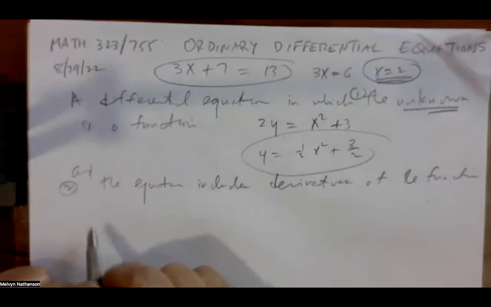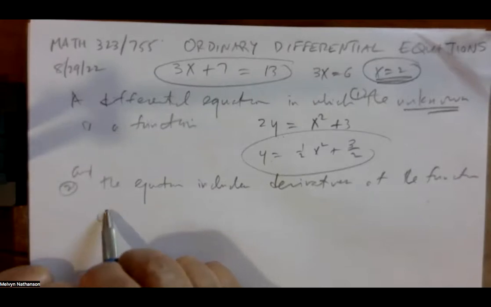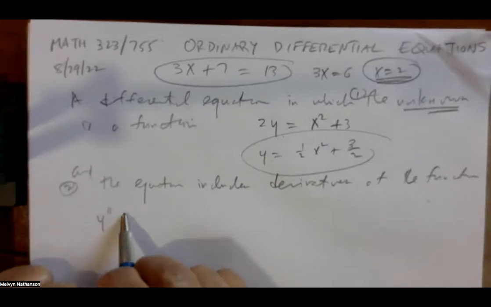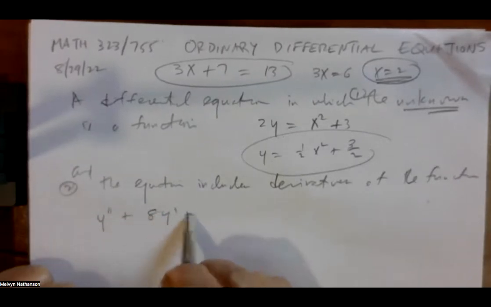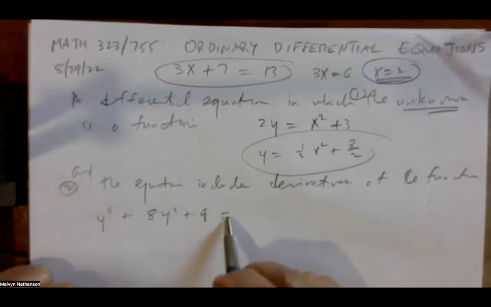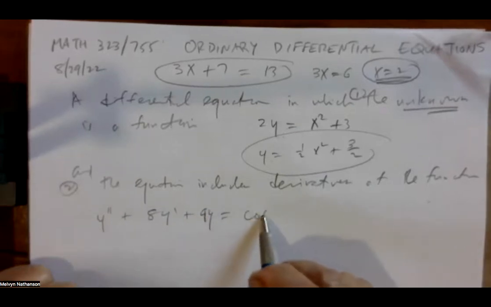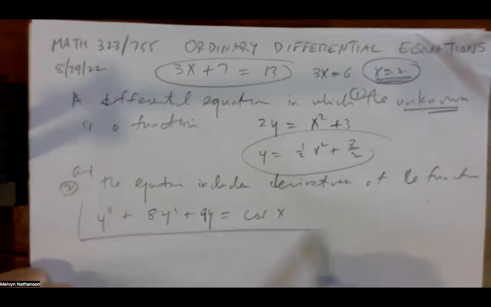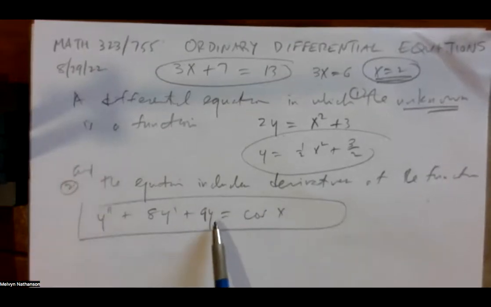So an equation like y double prime, the second derivative, plus 8y prime plus 9y equals cosine x. This is an equation where the unknown is a function, and you want to find a function that solves this equation. Or let's make something easier.